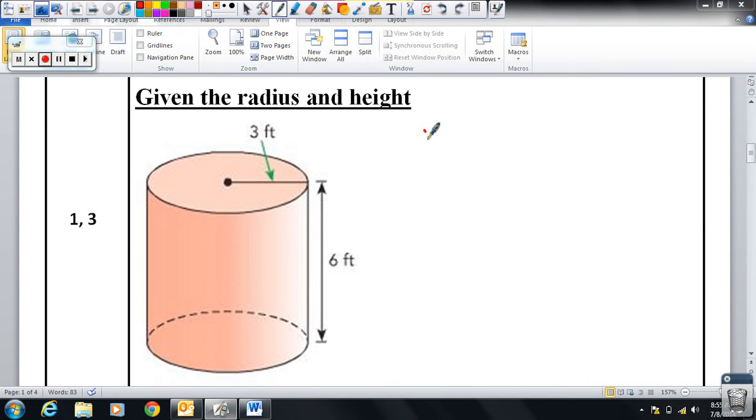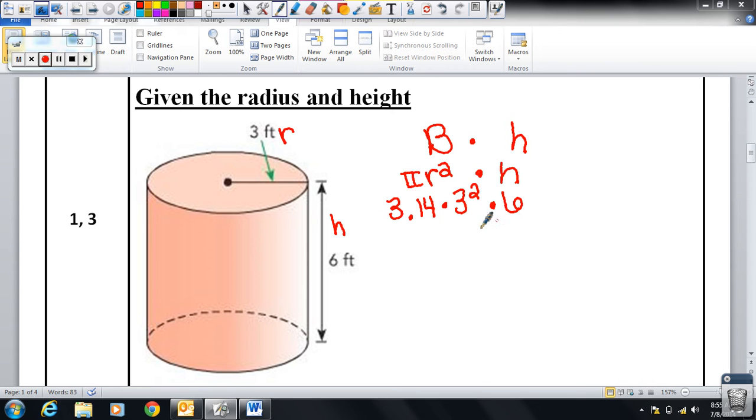Remember, it's the area of the base. That's why it's a capital B times the height. Area of our base is pi times radius squared times the height. So pi, we are going to use 3.14 times our radius, which is from the center to the side, is 3 squared, times our height, which goes from the center to the center of the other base, is 6. So when we multiply that through, it's 169.56 cubic feet.